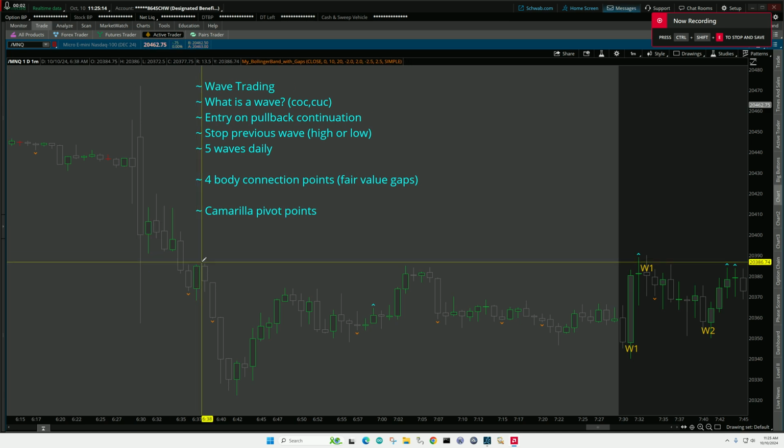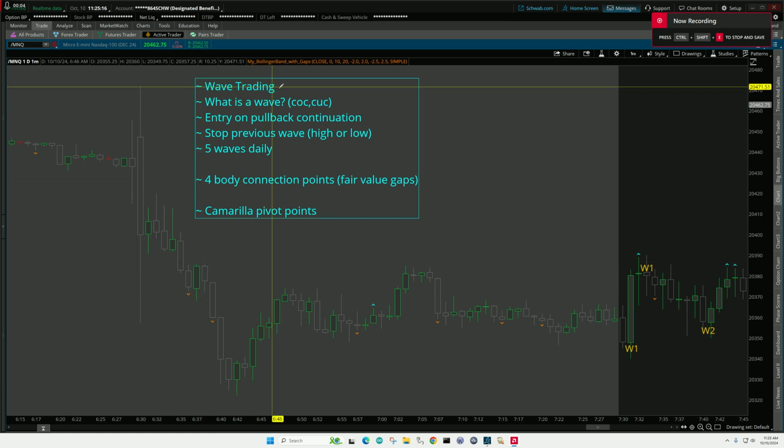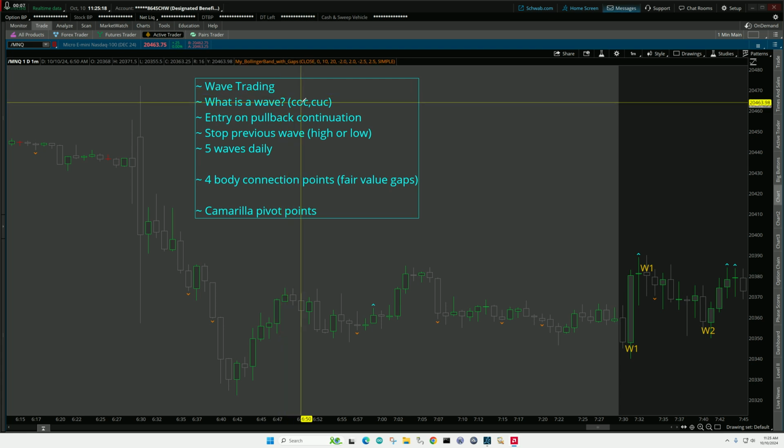October 10th, 2024. This video is going to cover the wave trading process. What is a wave? COC, CUC. COC is candle over candle. CUC, candle under candle. Entry on pullback continuation.